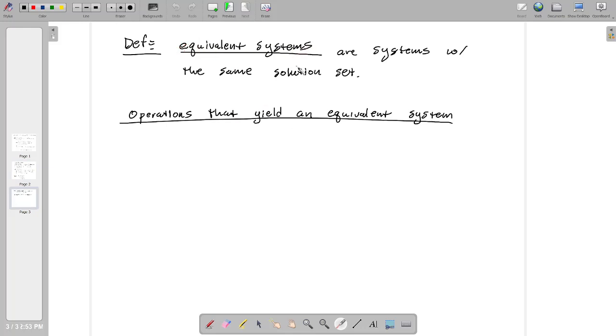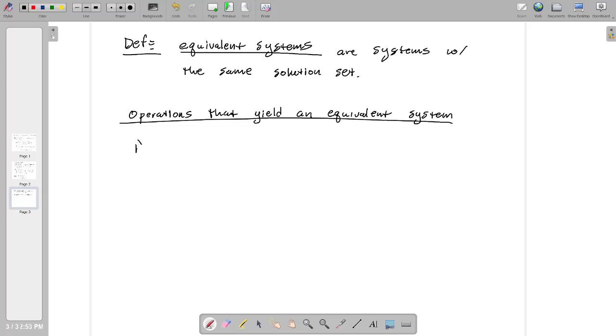And the reason we need equivalent systems is we need to know what type of operations will allow us to put it in a different form. So we'll have a system, we want to change the form of this system to be a triangular system, and then solve that triangular system, which will give us the same exact solution set. That's the whole point here.